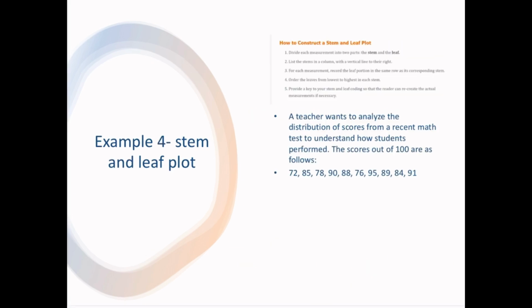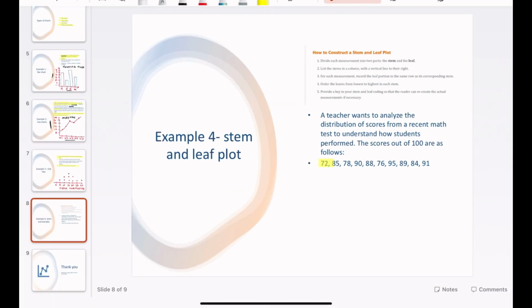Lastly, we're going to talk about our stem and leaf plots. So we're going to go step by step on how to construct one. First, I'm going to read out the example and then we will read the instructions together to build it. So a teacher wants to analyze the distribution of scores from a recent math test to understand how the students performed. The test scores are out of 100 and the data that she collected is listed right here. So now let's go through the steps to construct one together.